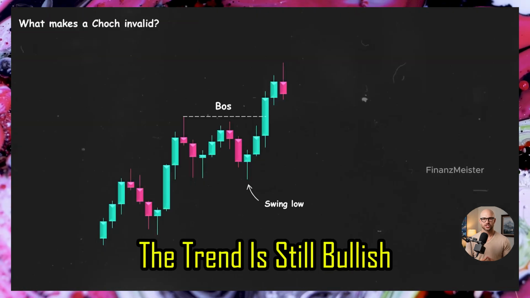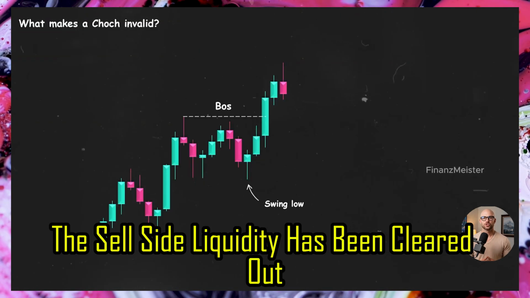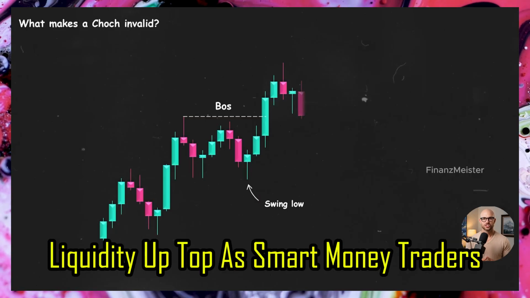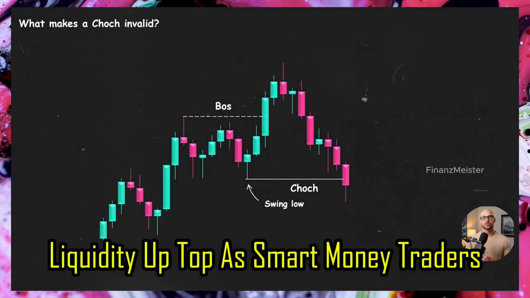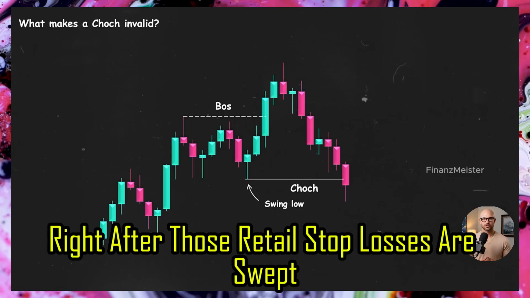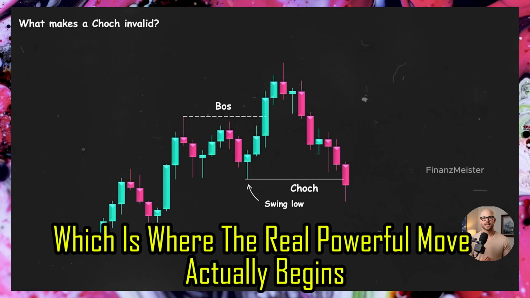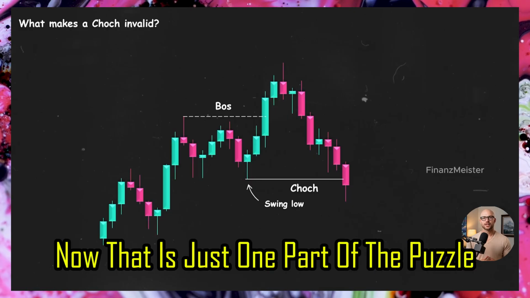opportunity. The trend is still bullish, the sell-side liquidity has been cleared out, and the market's next target is the buy-side liquidity up top. As smart money traders, we want to enter right after those retail stop losses are swept, which is where the real, powerful move actually begins. Now that is just one part of the puzzle.